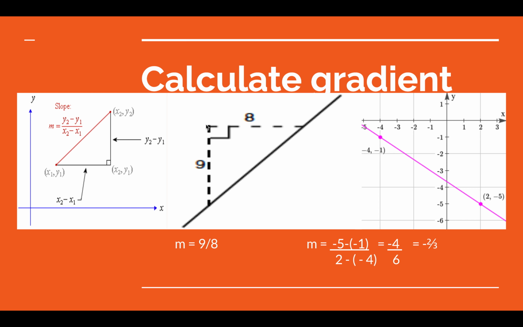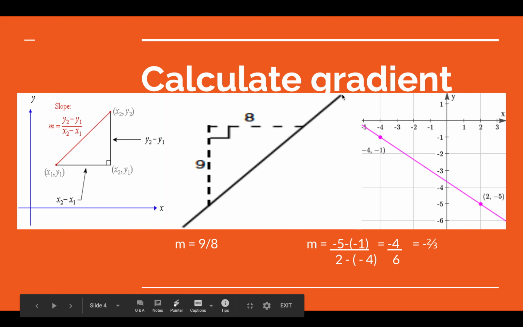In this case, you can see that our y2 minus y1 is this height here, which is 9. If we put that 9 over the run, which is 8, that would be 9 over 8. So the gradient for this second line, the black line, is 9 over 8.